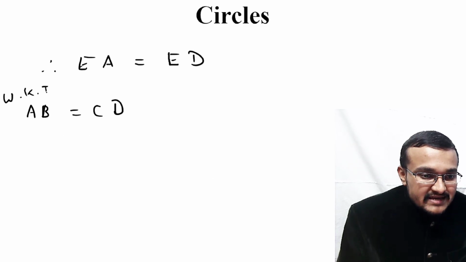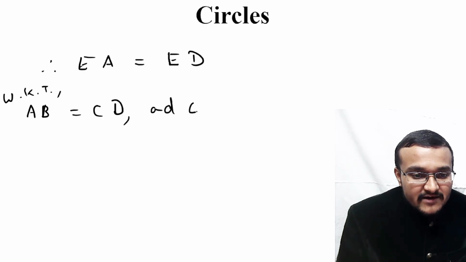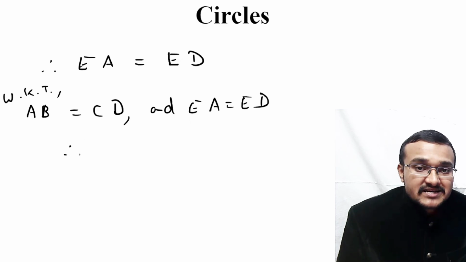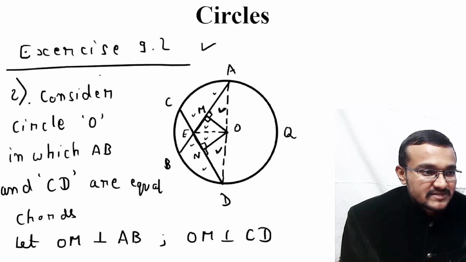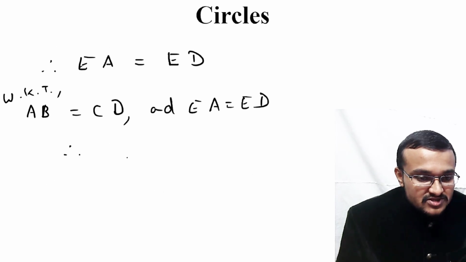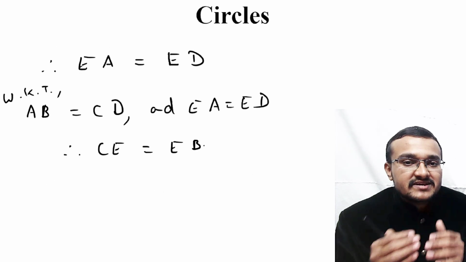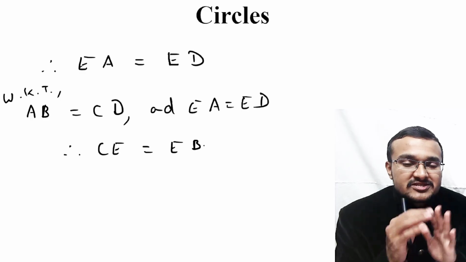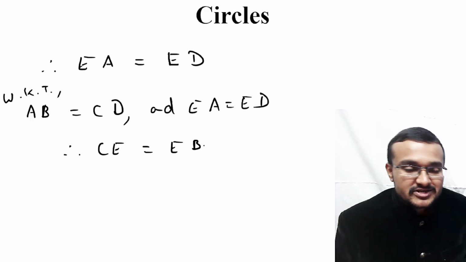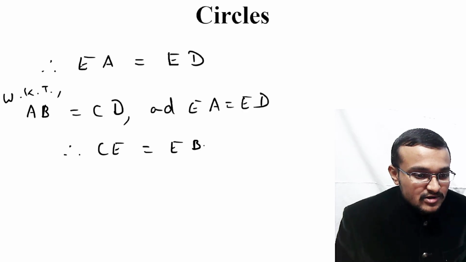We know that AB is equal to CD. Both the chords are equal to each other. And we have proved that EA is equal to ED. So therefore the other segments must be equal to each other because AB is equal to CD. So CE will be equal to EB. That means corresponding segments of both the chords are equal to each other. That is what they asked us to prove in this second question, and we have proved that.